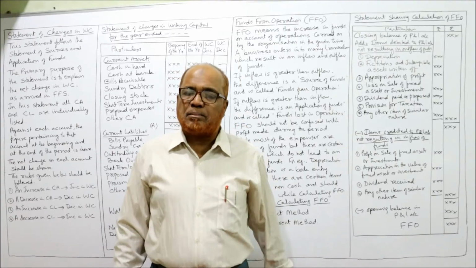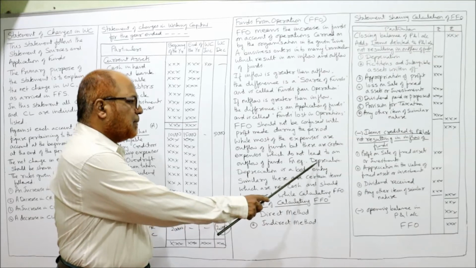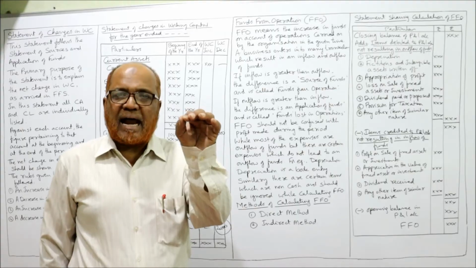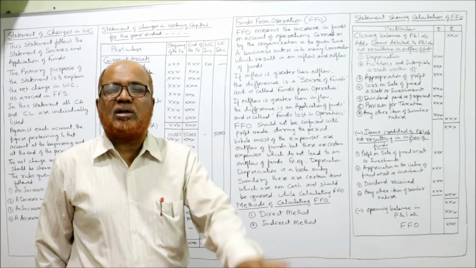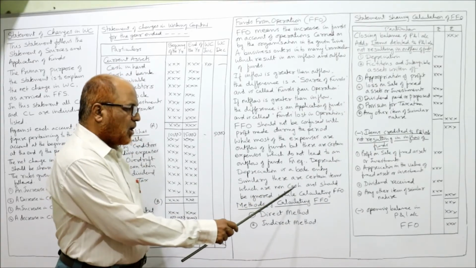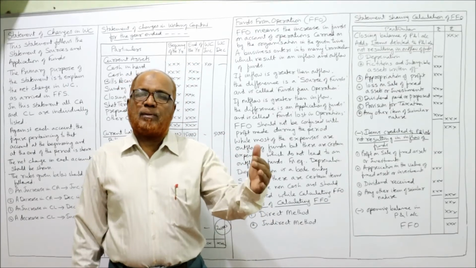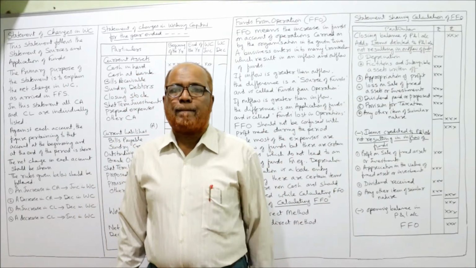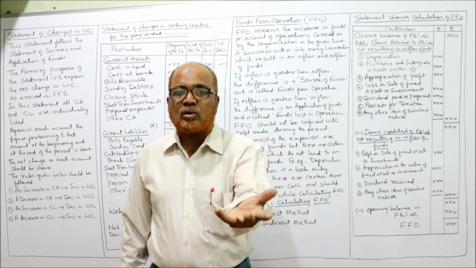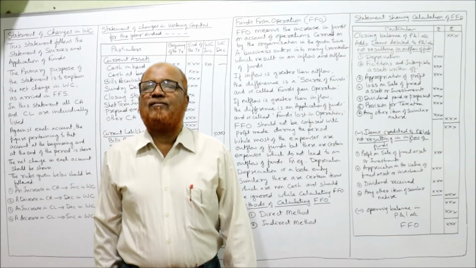Depreciation is a classic example. Depreciation is a book entry, only an adjustment entry. It does not involve any cash. Similarly, there are certain other non-cash items which should be ignored while calculating funds from operation. Apart from depreciation, there are some other items also. So we have to ignore all these non-cash items to find out the funds from operation. That's it. This is the explanation regarding funds from operation.